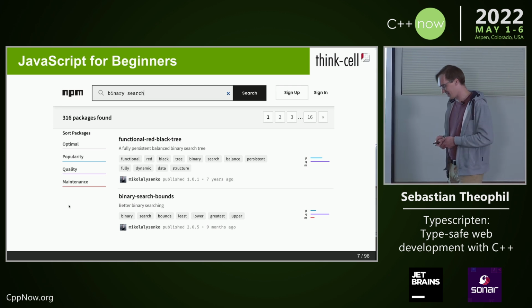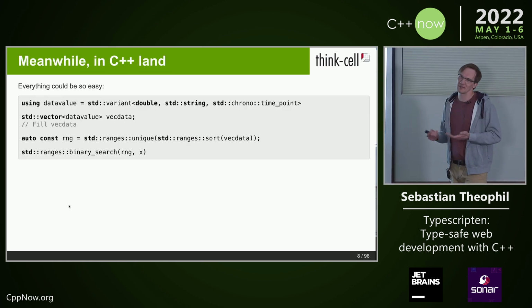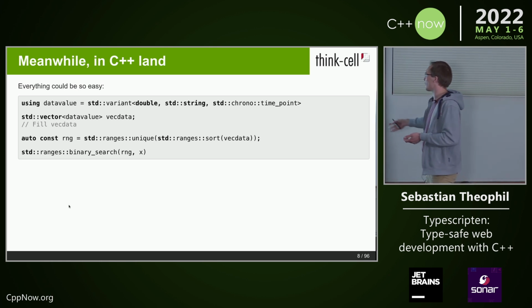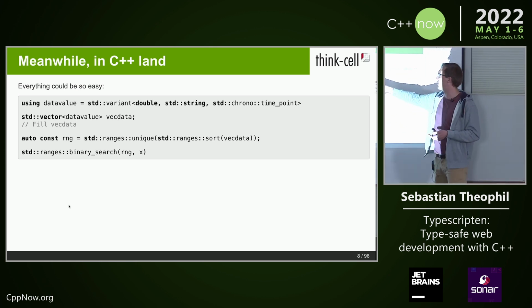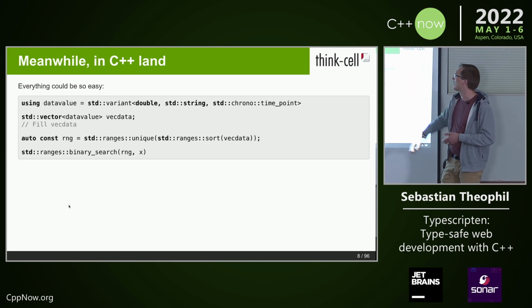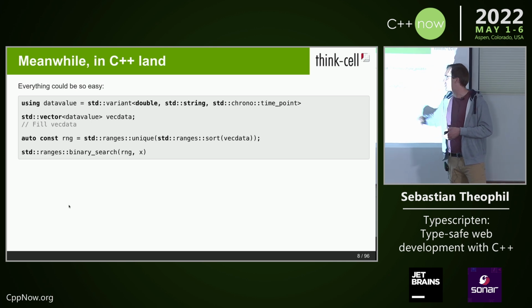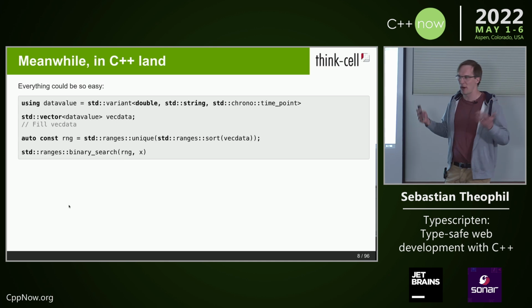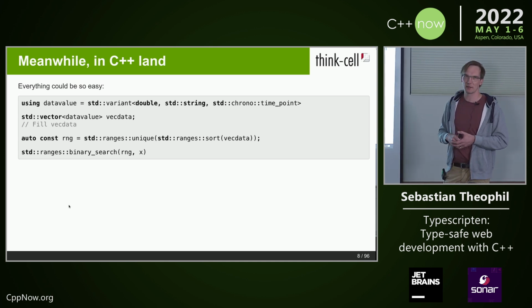OK. I would really like to program this like this. So the data value would just be a variant of those three things I can have, and then I can fill a vector of those data values by getting the results of my query. And then, for example, with the standard range library, you can sort them, unique them, and then last but not least, do a binary search with logarithmic complexity.